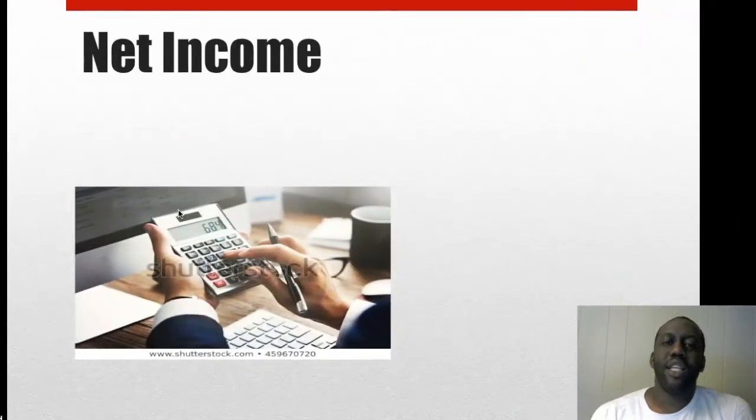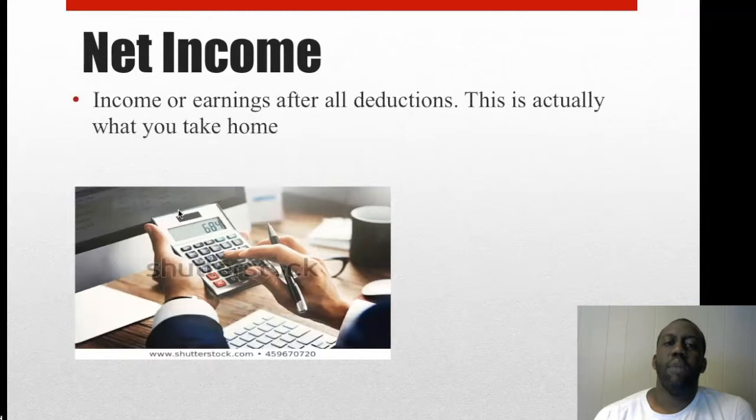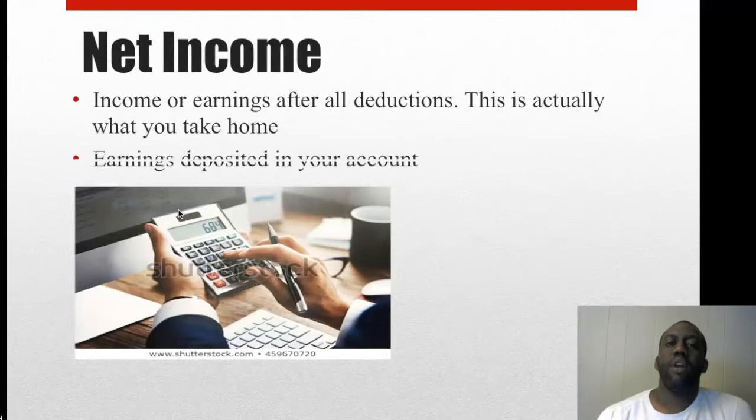Okay, so net income. Net income is the earnings after the mandatory deductions such as taxes and other deductions such as health insurance, vision insurance, and so on. So net earnings are the earnings that you will actually receive into your account once your check is deposited. On your pay stub, which we're going to look at in a second, you'll have gross income and net income. Net income is the earnings that will actually be deposited into your account.